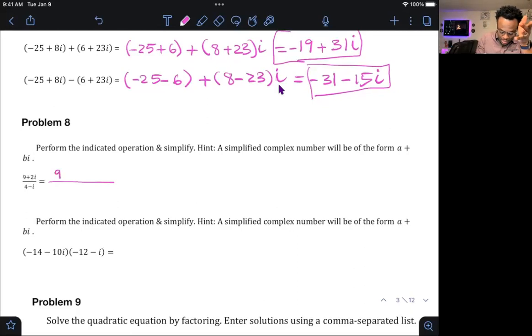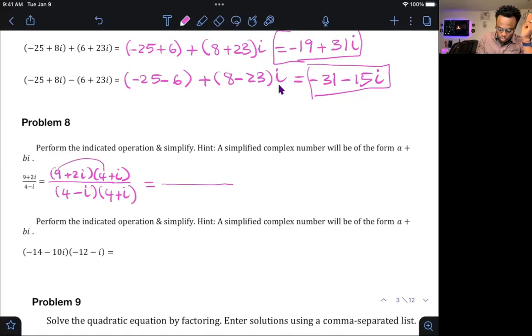So that's 9 plus 2i times 4 plus i, which is the conjugate of the denominator. So 4 minus i times 4 plus i in the denominator. We will use FOIL to simplify this.